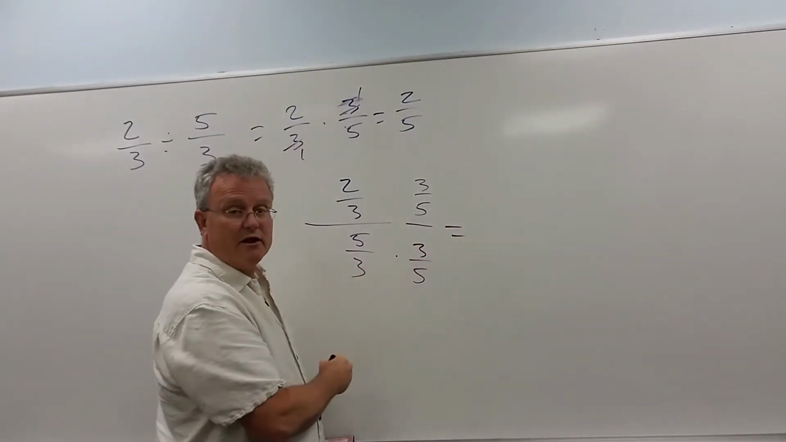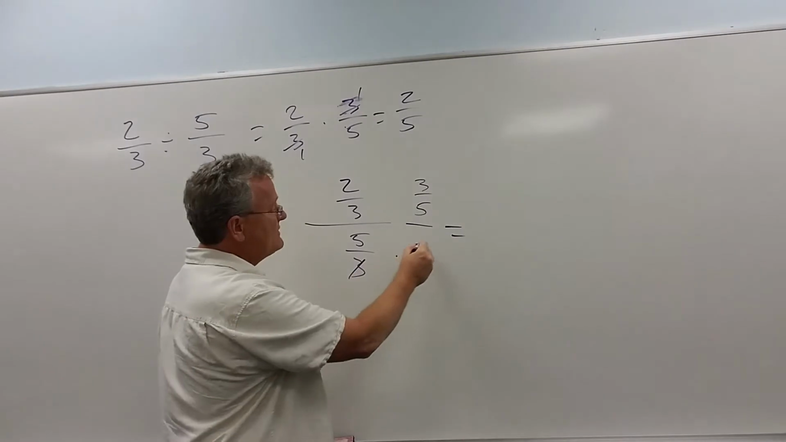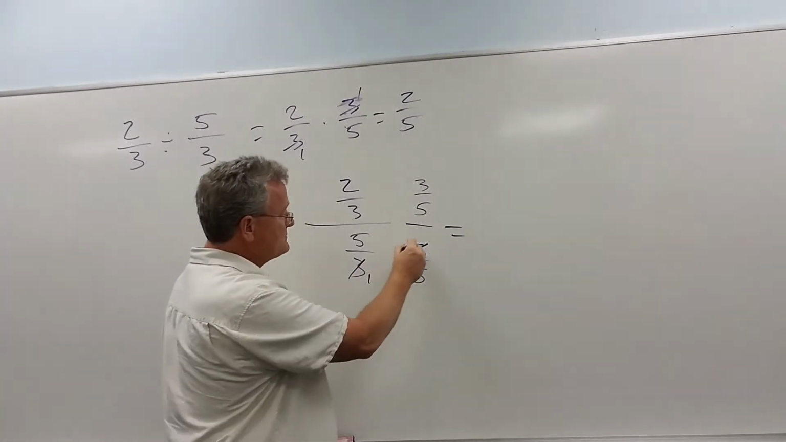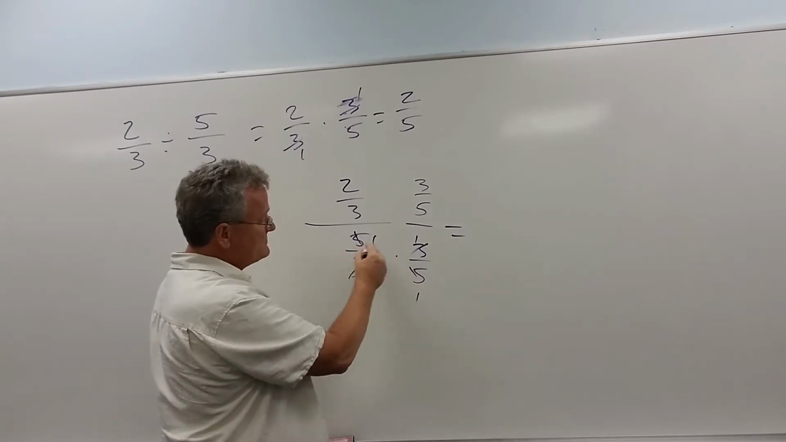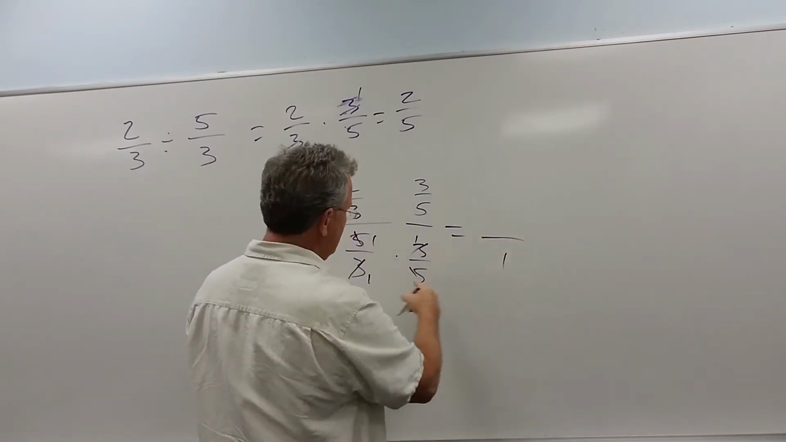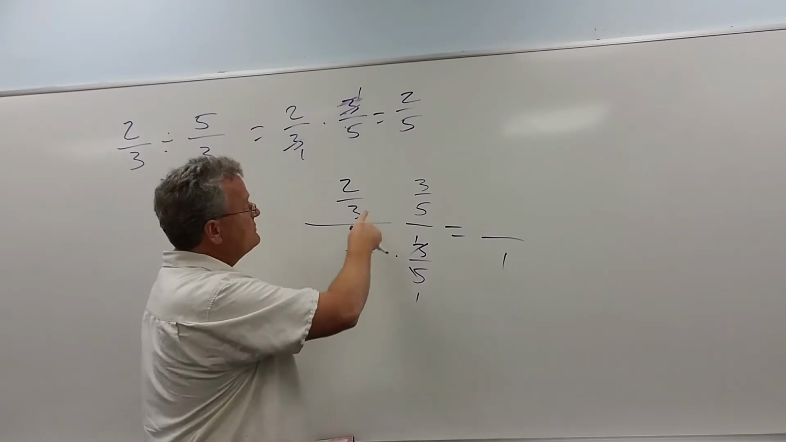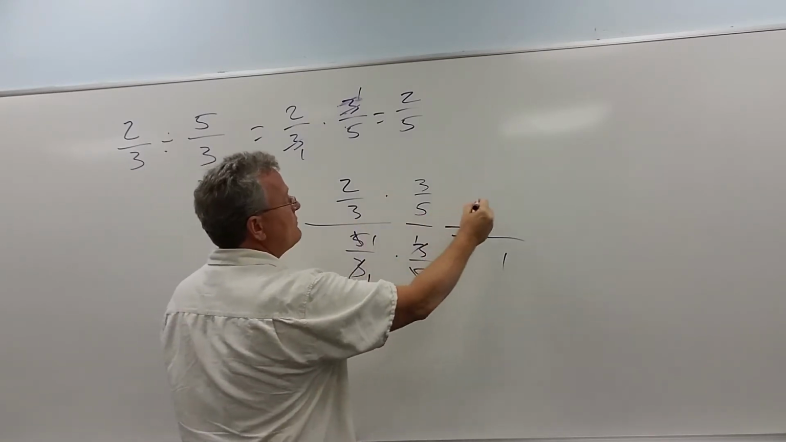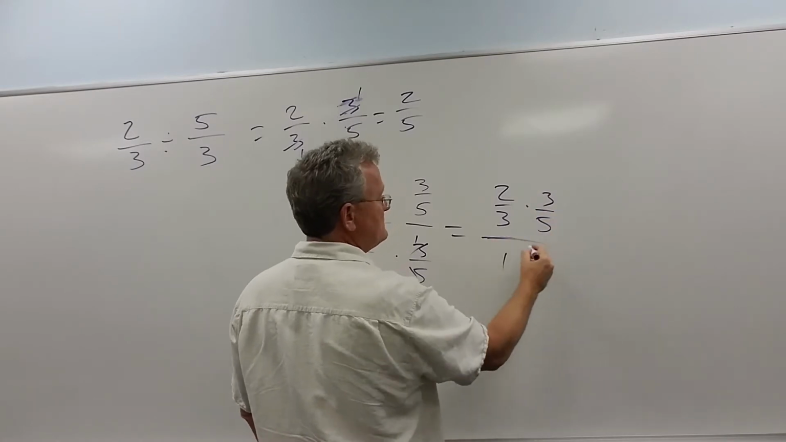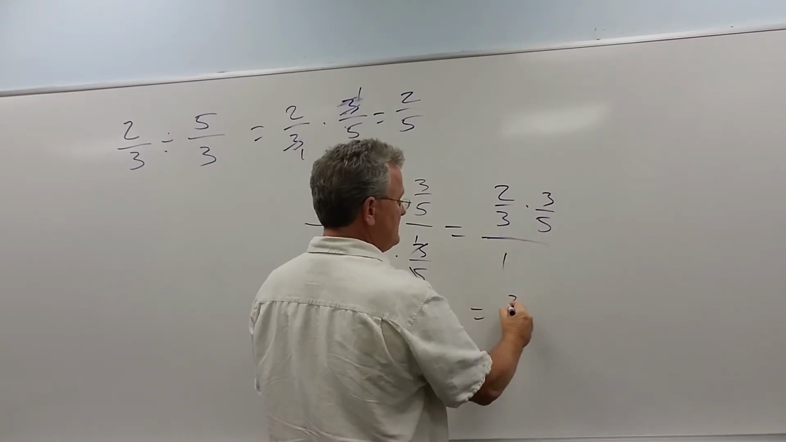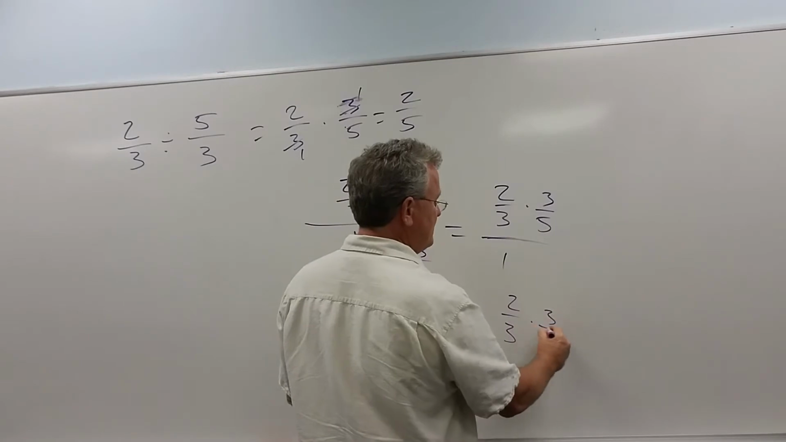Well, in the denominator, the 3's cancel, or we say 3 goes into 3 once, 3 goes into 3 once, 5 goes into 5 once, and 1 times 1 is 1, over 1 is 1. The numerator, what do we get? Well, we get 2/3 times 3/5 divided by 1, which is 2/3 times 3/5.